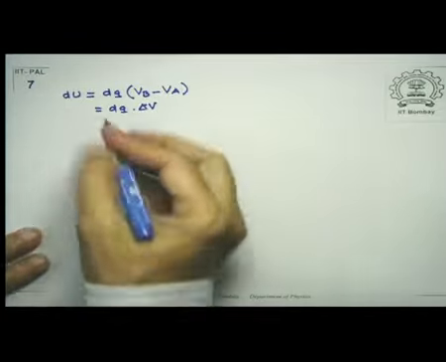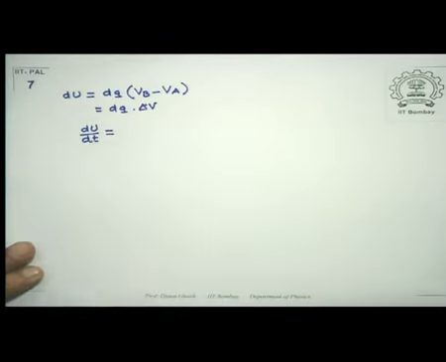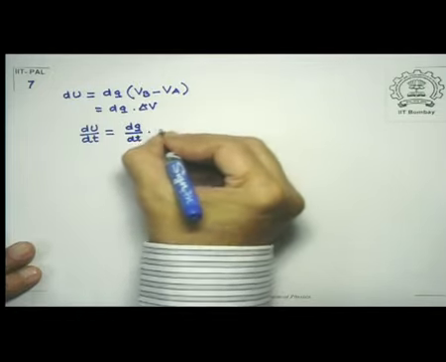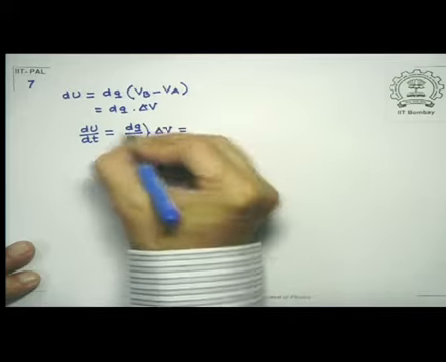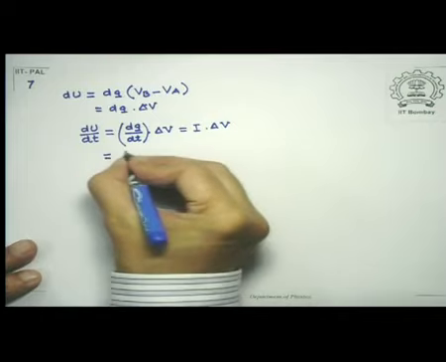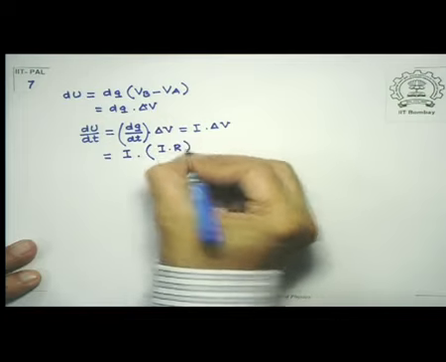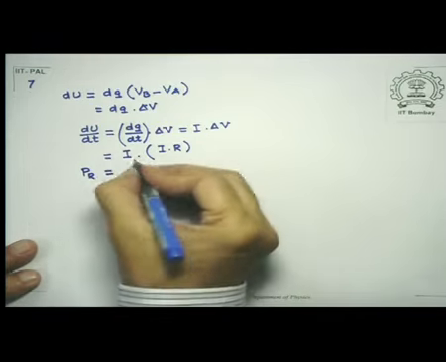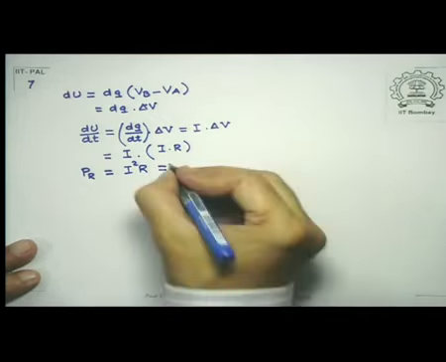So my dU by dt, the rate at which the energy transfer takes place, is dq by dt times delta V, and that's equal to, now dq by dt is I, the current times delta V. Now if Ohm's law is valid, then delta V is I times R. Therefore the power is I squared R. And since I have a simple circuit, I is equal to V by R, so this is equal to V squared by R.